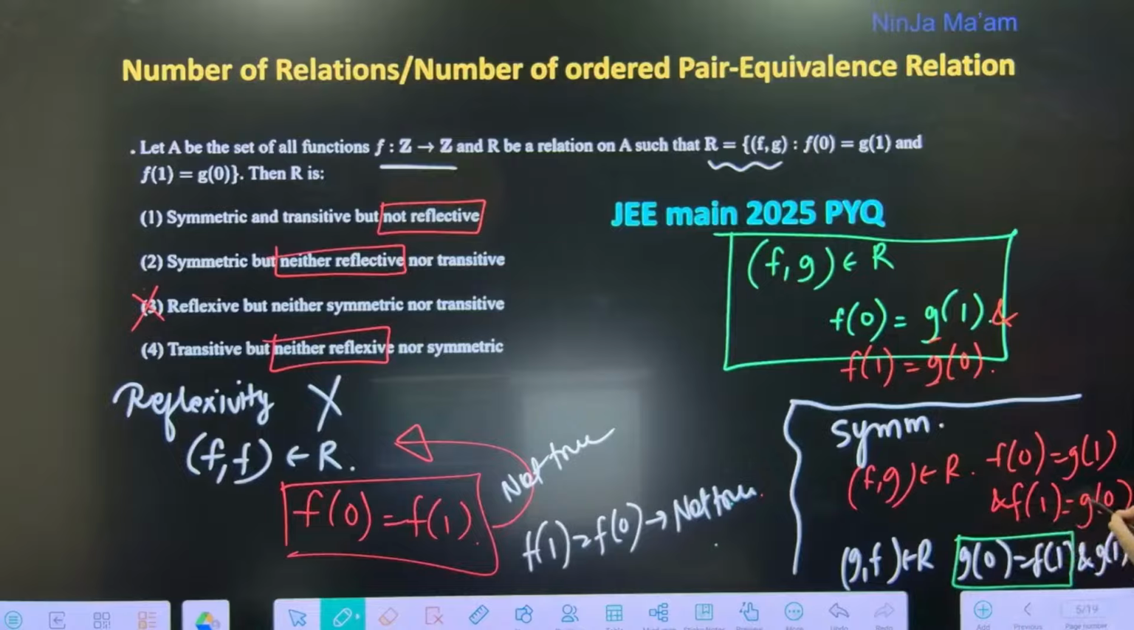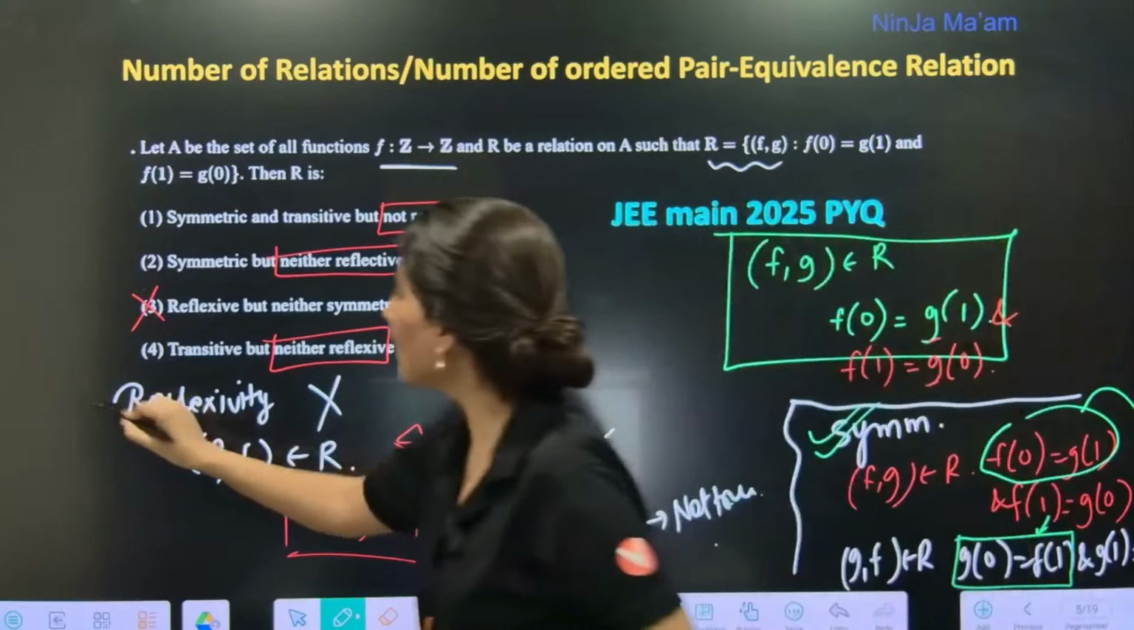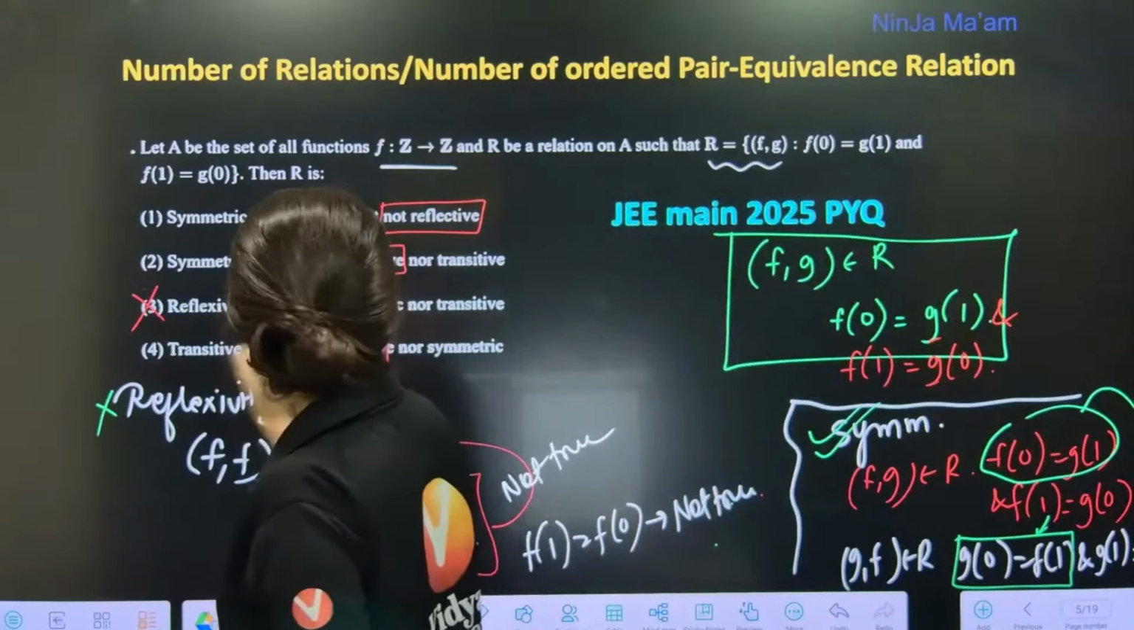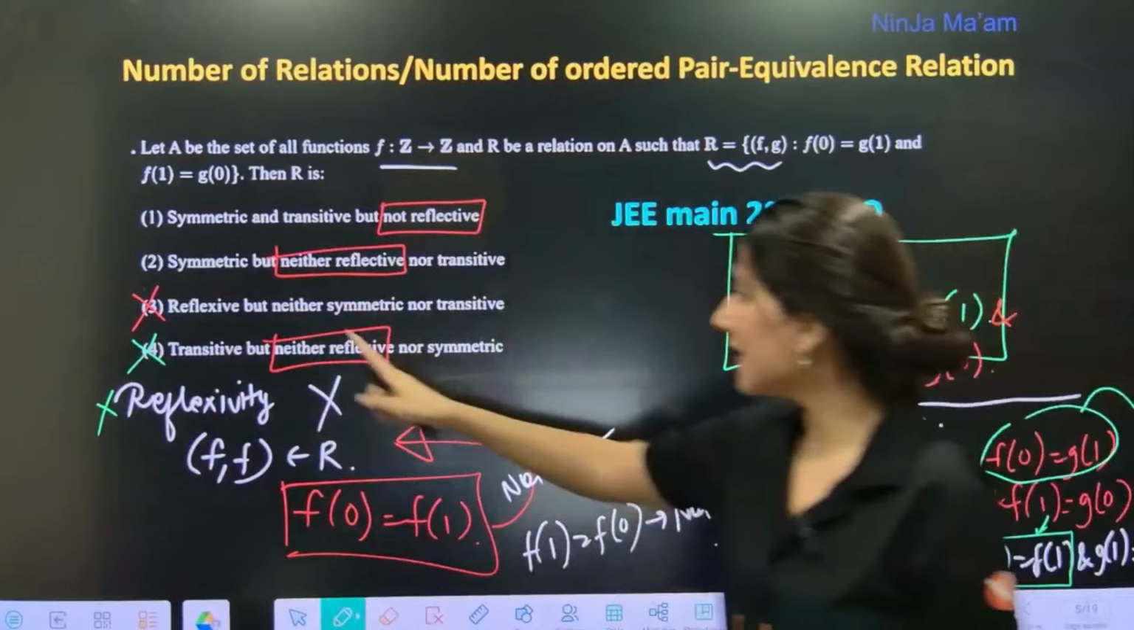Why? Because can you see the second is matching with the first. g of 0 equals f of 1 is true, and this is also becoming true, because if this is true, then this is also true. So yes, it is symmetric. Symmetric but not reflexive. So that means option 4 is cancelled, because they are saying not symmetric.